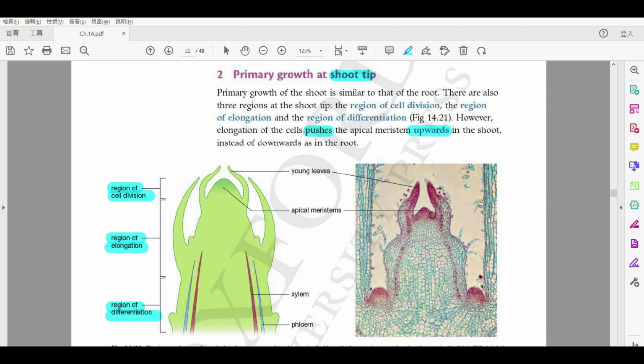Alright, so just to show you more, as you can see, the apical meristem cells are very, how do you describe it? How do you know the difference? This one, the cell here, and the cell here, how are they different? This one, they're all very small, and now they are getting bigger after they go to the region of differentiation.